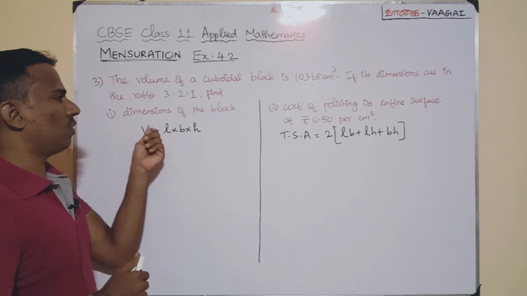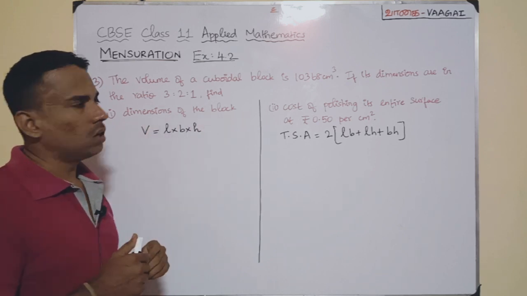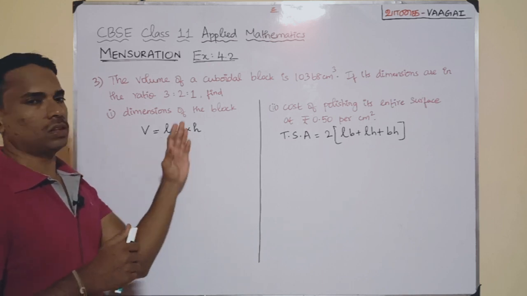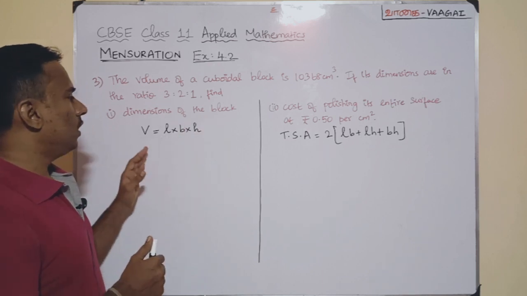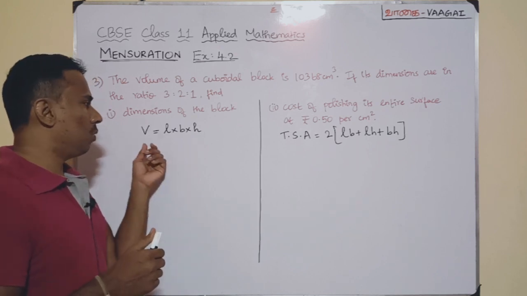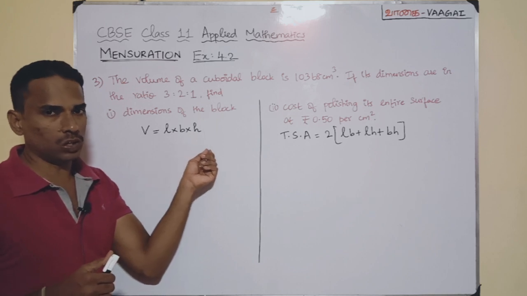First, we need to find the dimensions of the cuboid. That means we need to find the length, breadth, and height. Now we need to use the volume formula. We need to know what the volume of a cuboid is. Volume of a cuboid is length into breadth into height.